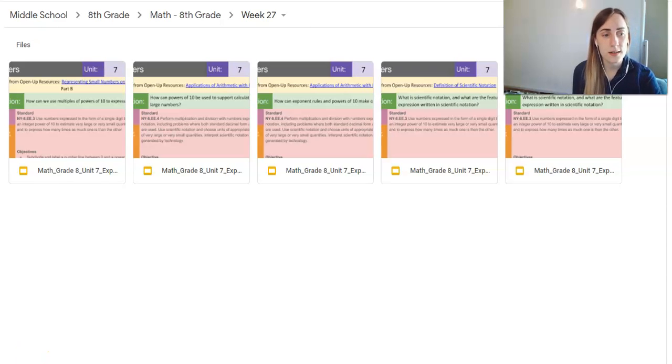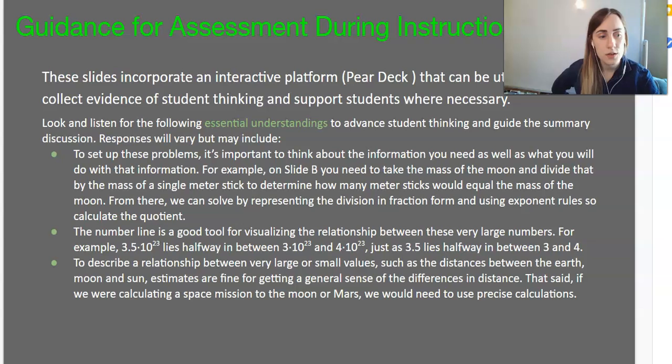So let's look at day 23 for an example of what I would suggest for when you introduce calculations with powers of 10. So now I'm in the slide deck for day 23, and I'm in the teacher-facing section for guidance for assessment during instruction. And this is a great slide to look at when you're planning, just to think about, well, during the lesson, what is my biggest goal? Like, what am I looking for? And these are the essential understandings that we're looking for in day 23.